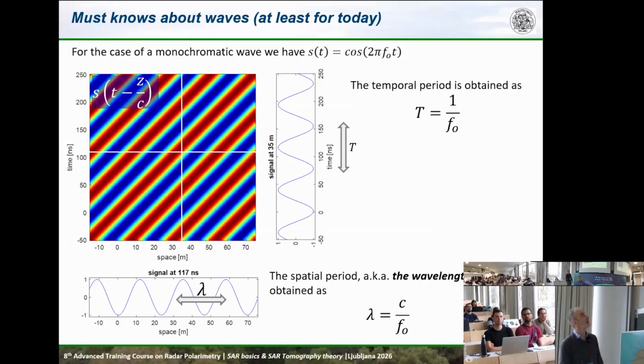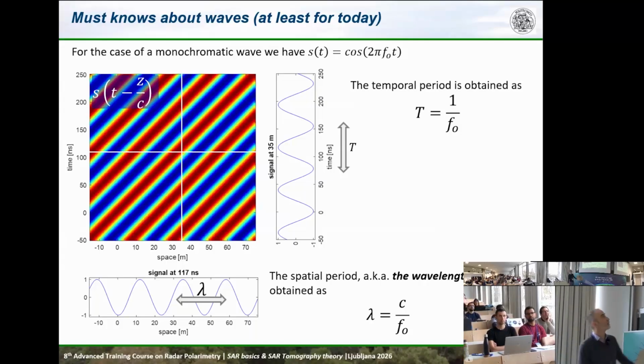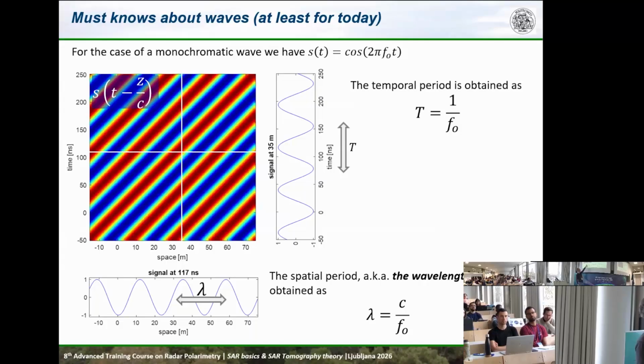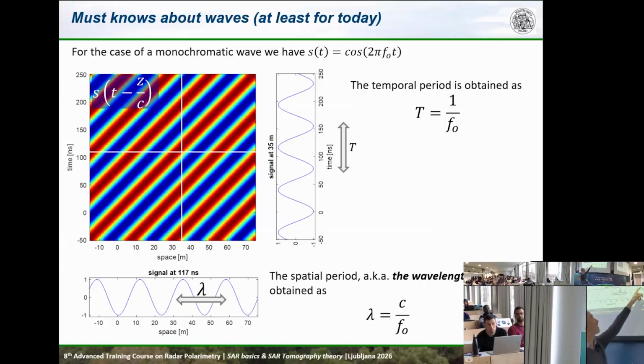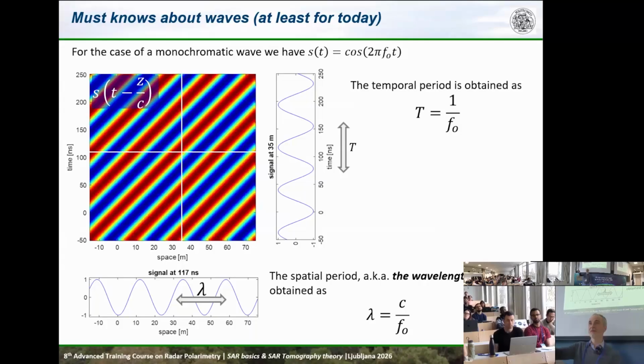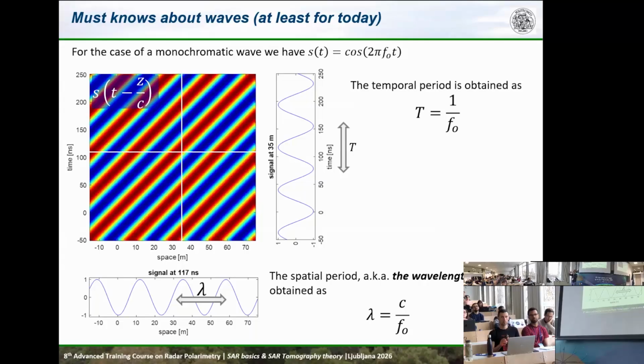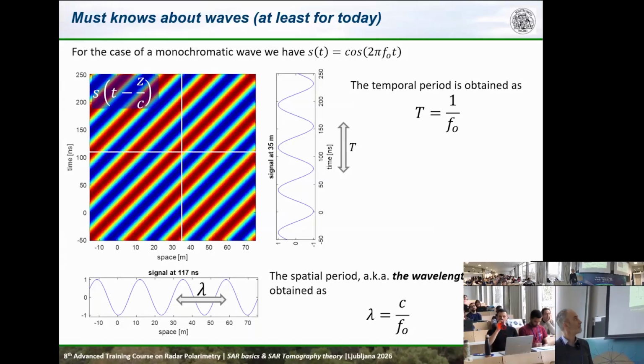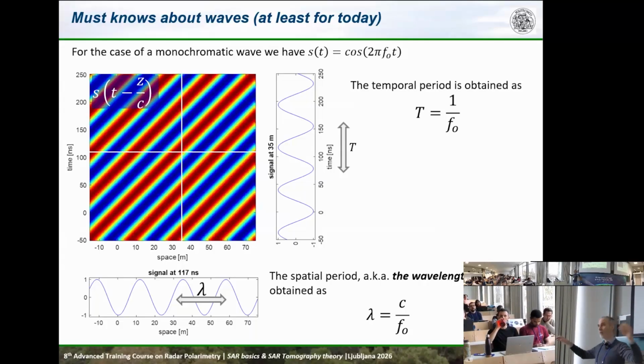So if we take a particular position, let's say that we measure the signal at 35 meters, then we get a graph like this. And in this case, the period, the time that passes between any two crests, is the inverse of the frequency. Or if we fix a particular time and we take a snapshot of the wave over space, then we have again a similar graph.